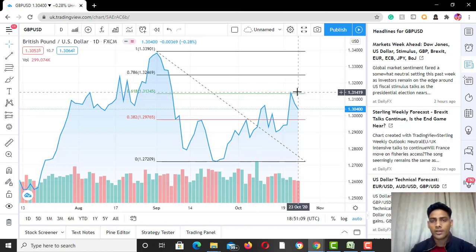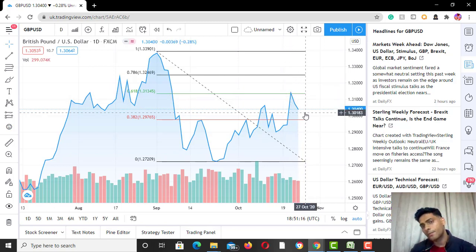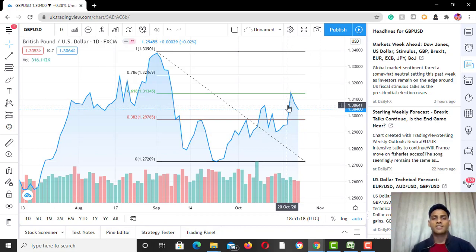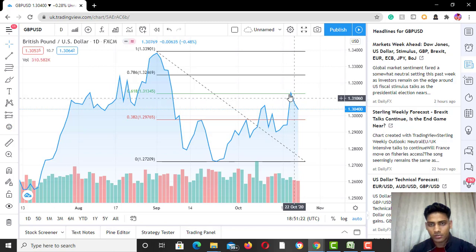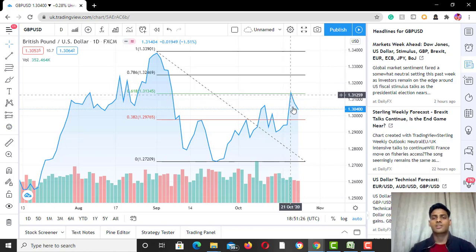So as I trade on 0.68, as soon as the price hits the resistance, you can see it's straight away coming down. So that's more probability. So always keep in mind, whenever the price hits the resistance right there on 0.618, there's more chance the price will definitely go down.